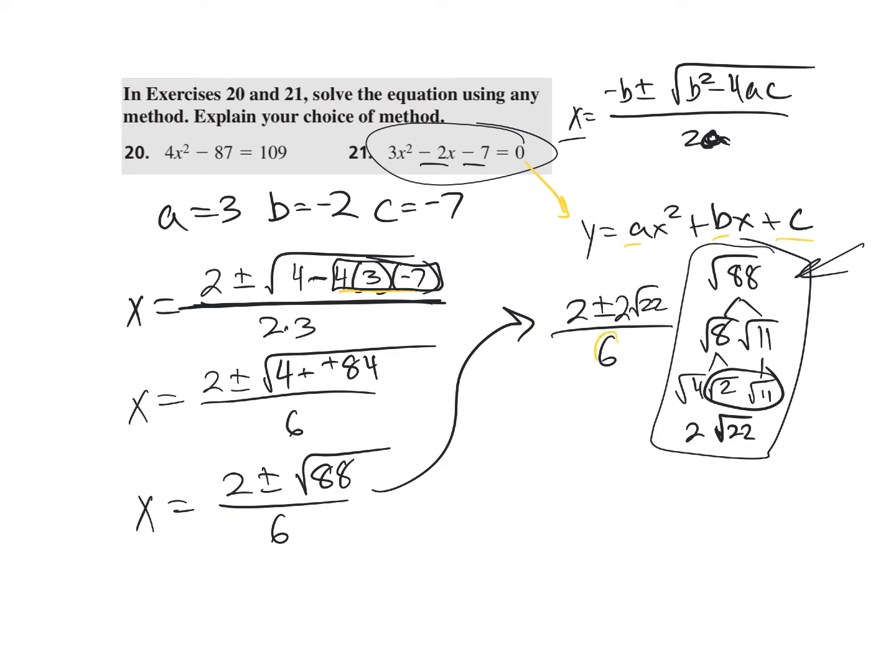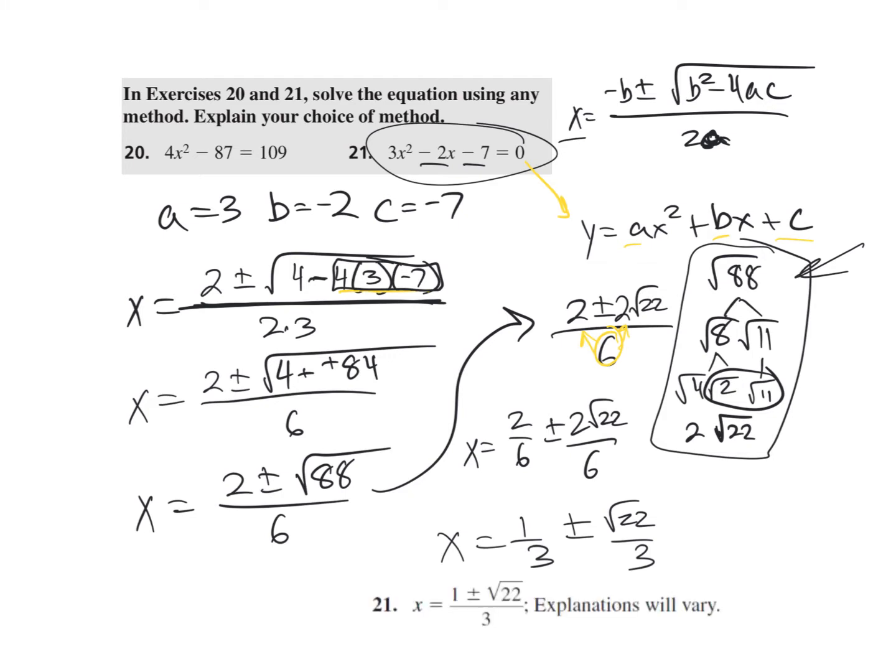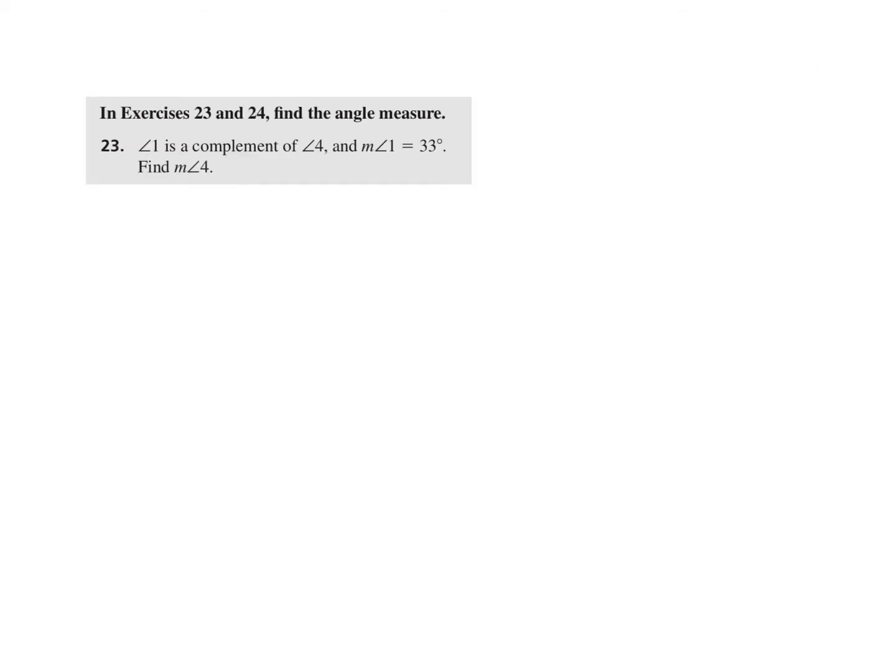And since the 6 will reduce with both of those, we can separate this fraction into 2 over 6 and 2 square root of 22 over 6. And then we can reduce. That's 1/3 plus or minus the square root of 22 over 3. And that would be your answer. And they just put the two together over one denominator. Okay, next problem. 23. Find the angle measure.